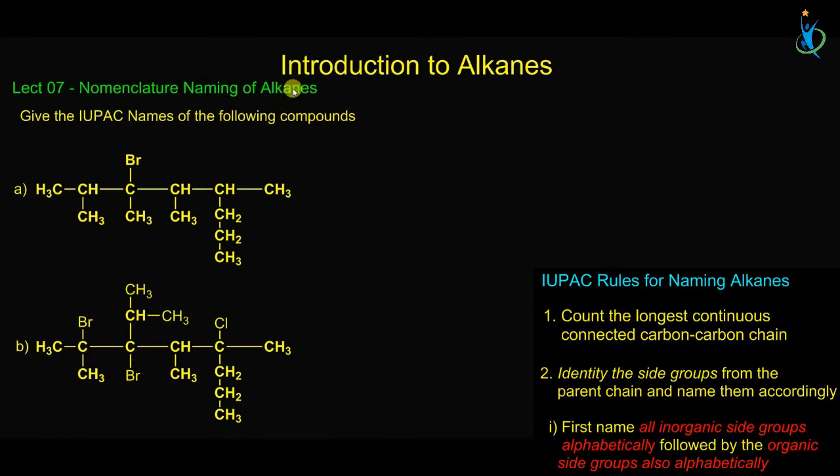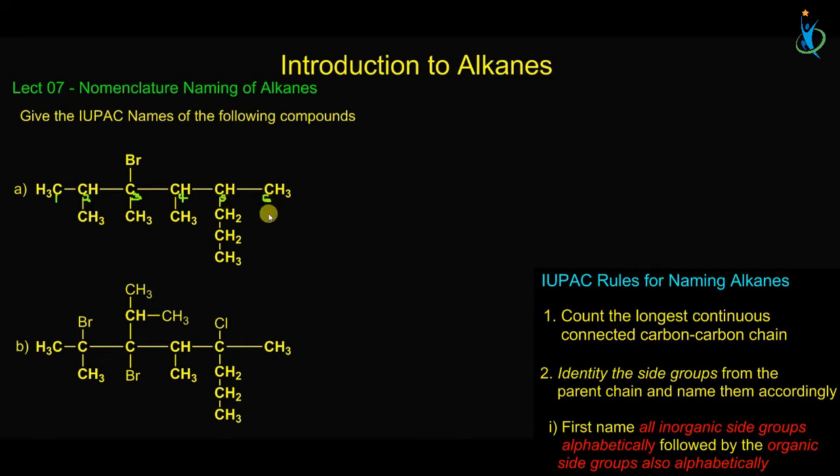Because we are naming alkanes, the functional group is what? Just a single bond. So usually we are silent about that. So let's count the longest continuous carbon. Here, if you start counting from this direction, we are going to get 1, 2, that is the straight direction, 3, 4, 5, and then 6.